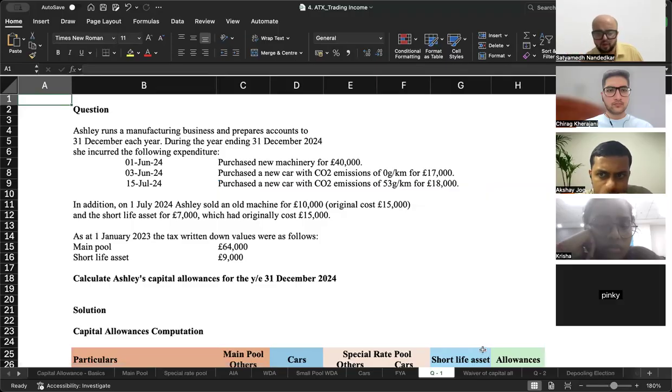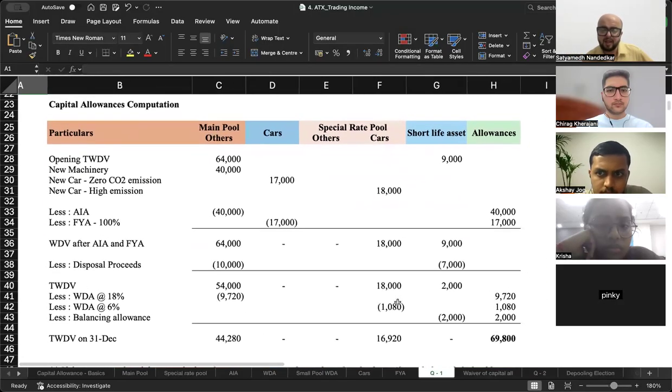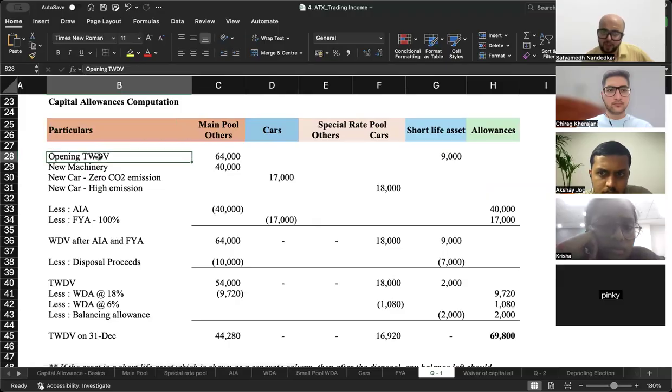Okay, now if a question is ever posed to you, what you should do is, basically in your regular sheet also, prepare a table this way. Write down the opening TWDV, main pool.